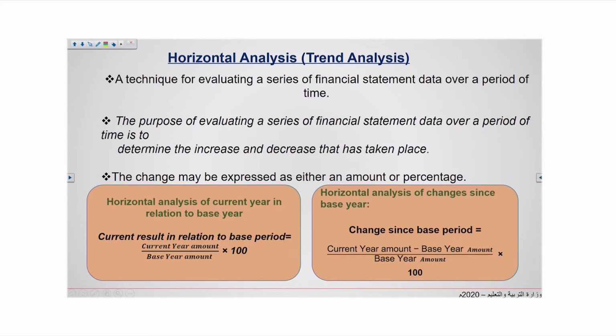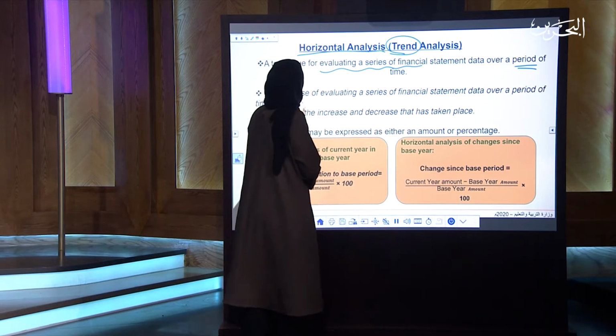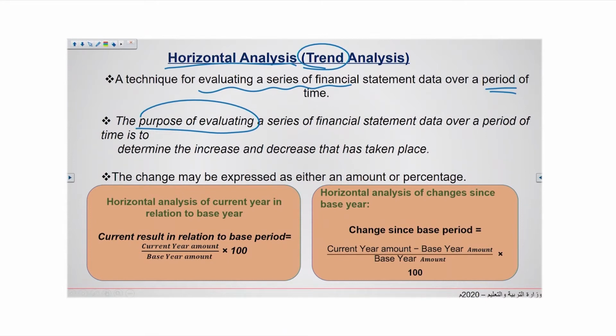Okay, in this lesson, we will explain properly horizontal analysis, and for the second lesson, we will explain the vertical analysis. Horizontal analysis, we can name it trend analysis, both with the same meaning. It is a technique for evaluating a series of financial statement data over a period of time. Okay, what is the purpose of horizontal analysis? Is to determine the increase and decrease that has taken place.